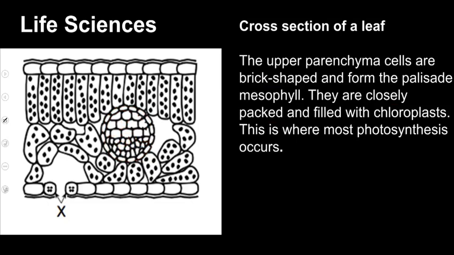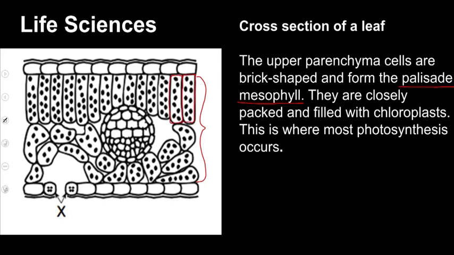Next thing we're getting to is the rest of the cells. Okay, and all of these cells inside the leaf we call the mesophyll, and they're all parenchyma cells. But because some of them are brick-shaped and others are rounded, we can divide them into two different regions. Okay, the top ones are called the Palisade cells or the Palisade Mesophyll. That's these ones here, and they are tightly packed like that.